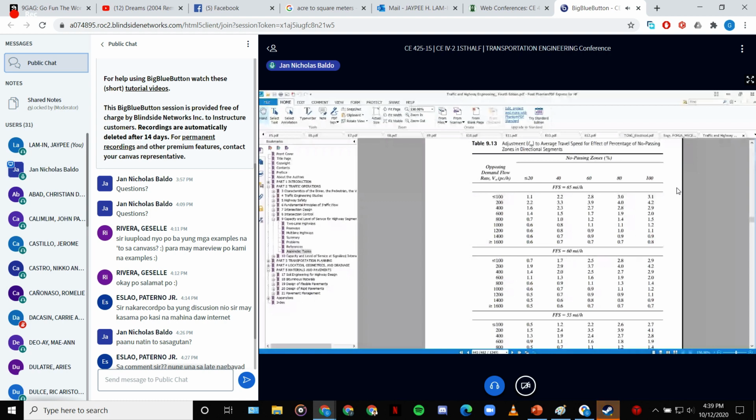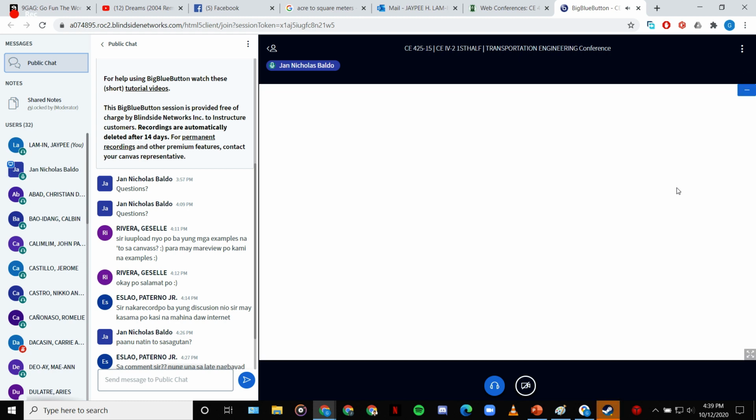Okay? So, I hope clear tayo dito para hindi tayo magkatalo-talo later on. Kasi may mga free flow speed na hindi talaga eksakto sa 60, 65, 55 na yan. So, use yung mas malapit na value. Sa free flow speed lang. Sa other cases, kailangan nating interpolate. So, balik lang ako dun sa PowerPoint ko.